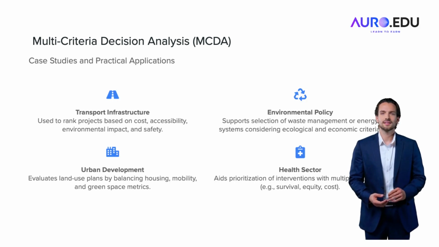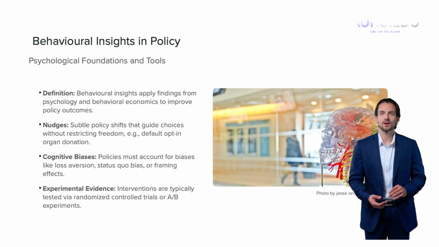MCDA case study. In transportation planning, MCDA can assess different projects by considering factors like cost, environmental impact, and community acceptance. By assigning weights to each criterion, policymakers can rank projects and select the one that best aligns with overall objectives and stakeholder values.